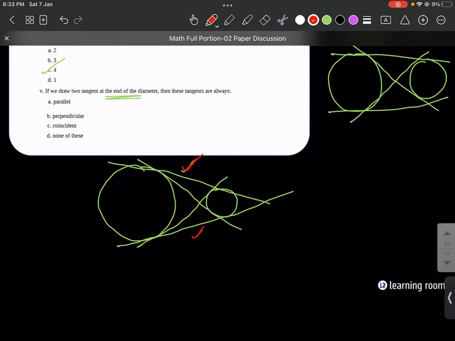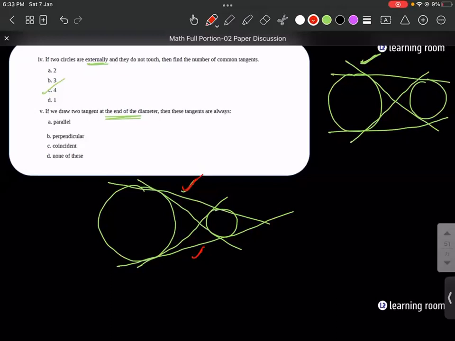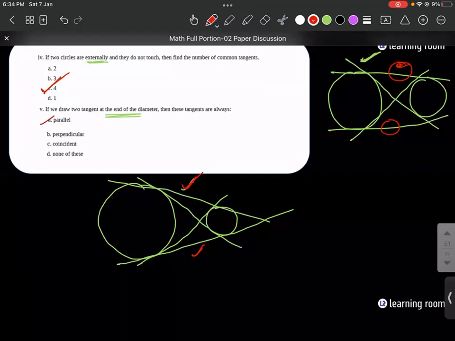So the fifth one, they're asking end of the diameter only, no, sir? Oh, the fifth one? Oh, no. I thought you asked in this question whether this and this are parallel. I thought. Okay. No, I didn't ask that. Okay. Then it's fine. So if we draw two tangents at the end of a diameter, then the two tangents are always parallel to each other. That is right.